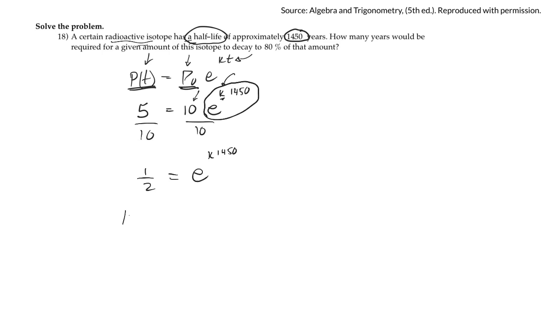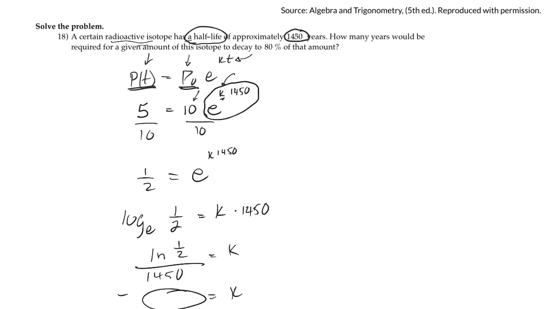Solving for an exponent, I can change this to log form. So log base e of a half is equal to k times 1450. Divide, and log base e is the same as ln. So ln of a half divided by 1450, that'll give you a k value. Okay, so solve for k, it'll be negative 0 point something.